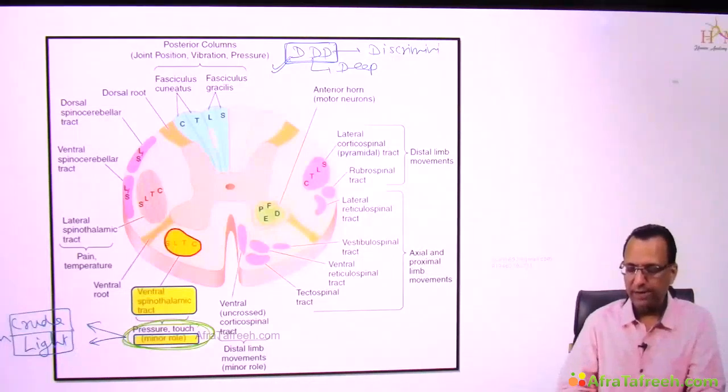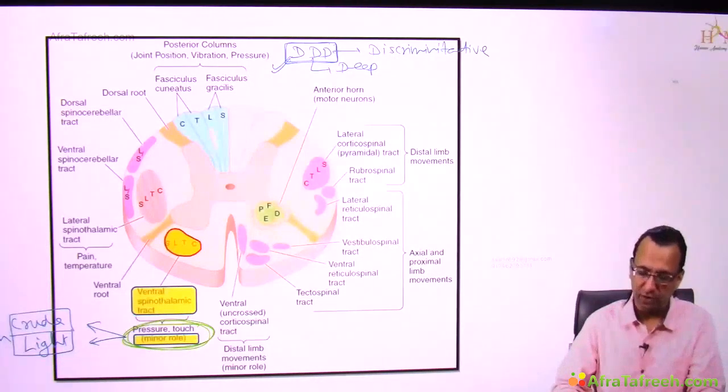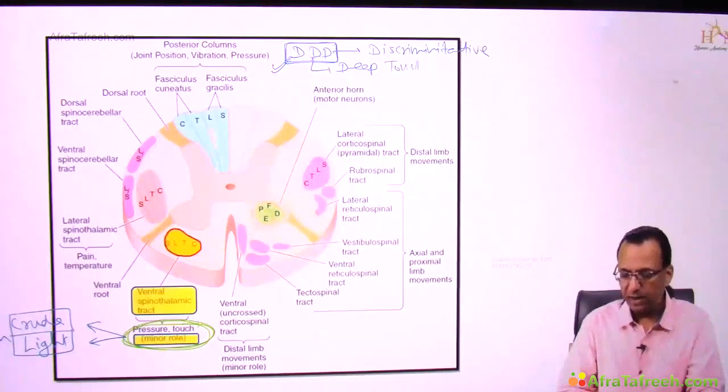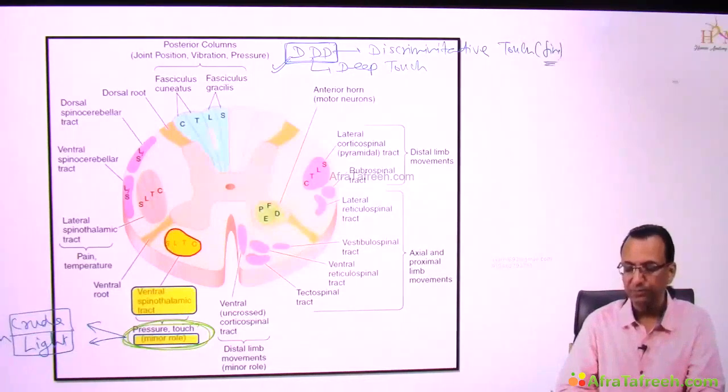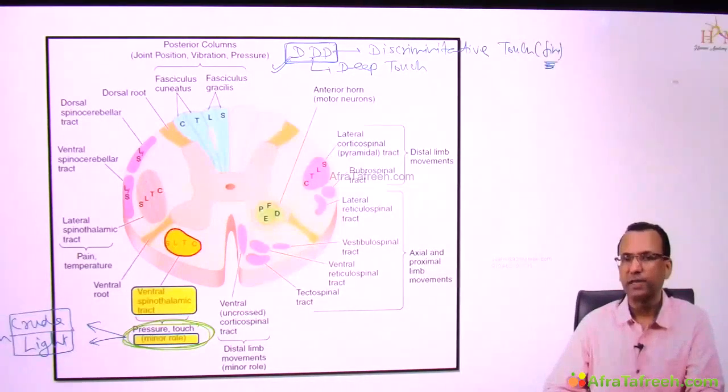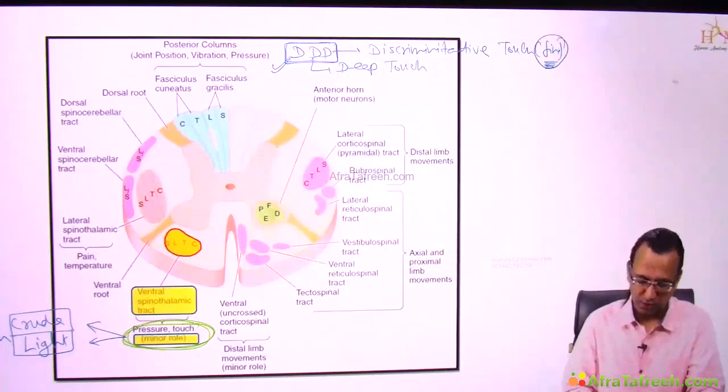So when you say it is DDD for the dorsal column, the first D is for the dorsal column, the other D is deep touch, yeah, deep touch, and then discriminative touch. Yes, discriminative touch requires fine touch. There is a fine touch and there is a crude touch.